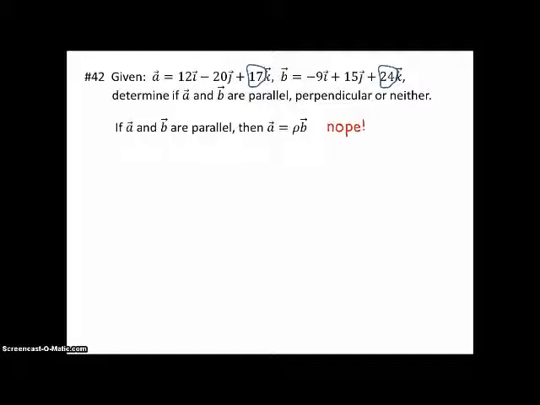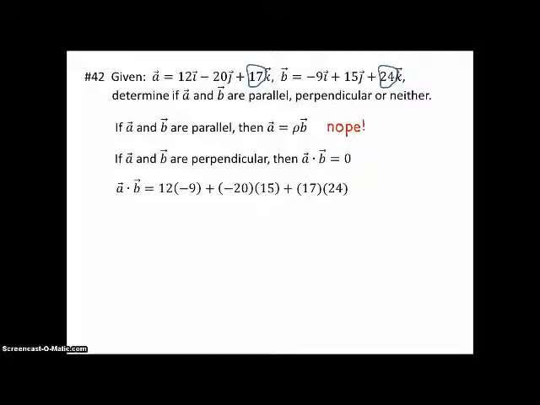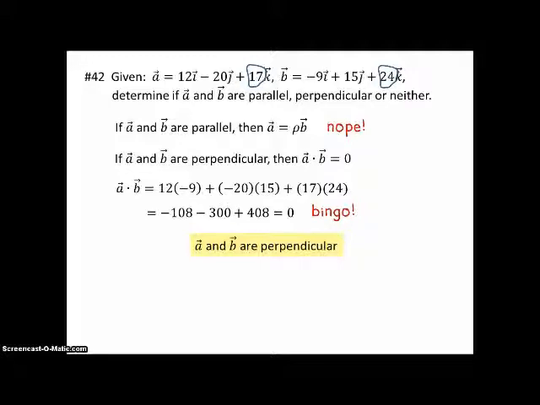So they're not parallel. If a and b are perpendicular, then the dot product is going to be 0. And the dot product is 12 times negative 9 plus negative 20 times 15 plus 17 times 24. And guess what? That is 0. Bingo. Therefore, a and b are perpendicular.